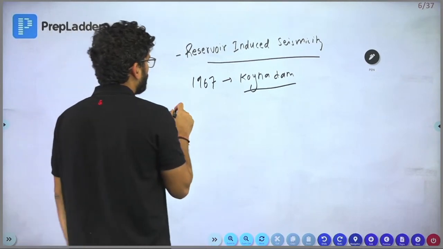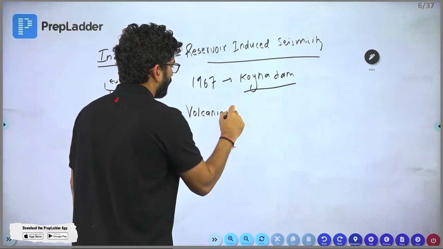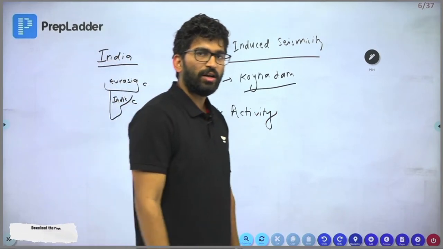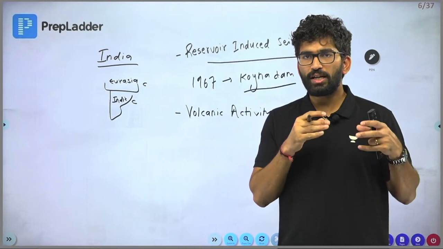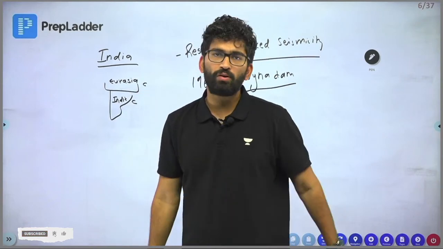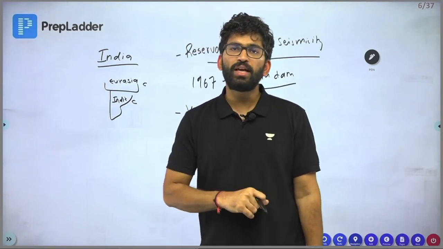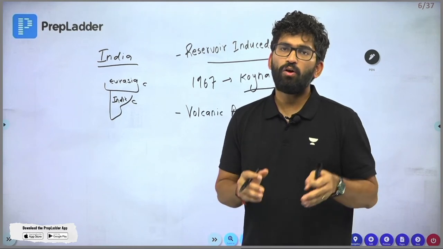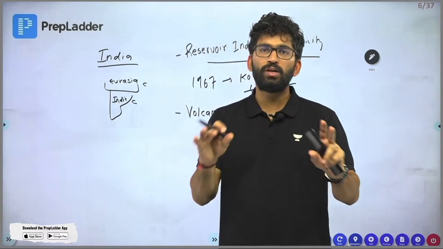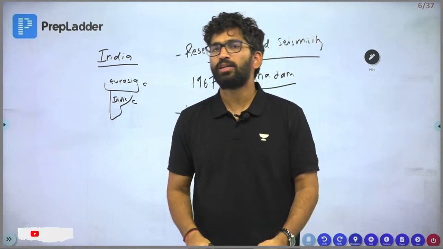Along with that, there is another way through which an earthquake can occur. For example, it is said that every volcanic activity is associated with earthquake. Whenever volcanism occurs, a volcanic eruption will always be associated with some form of earthquake, either a major one or a minor one. But can we say the same thing when an earthquake occurs? Can we say that whenever an earthquake comes, it will always bring volcanic activity along with it? Absolutely not. All earthquakes won't bring volcanism. However, all volcanic activity will bring earthquake, that's for sure.